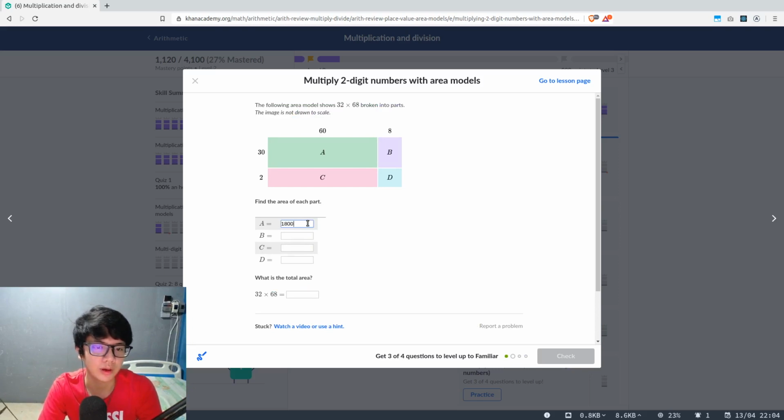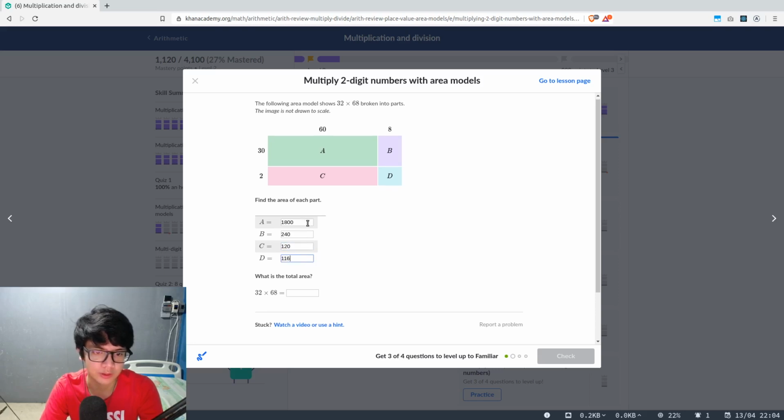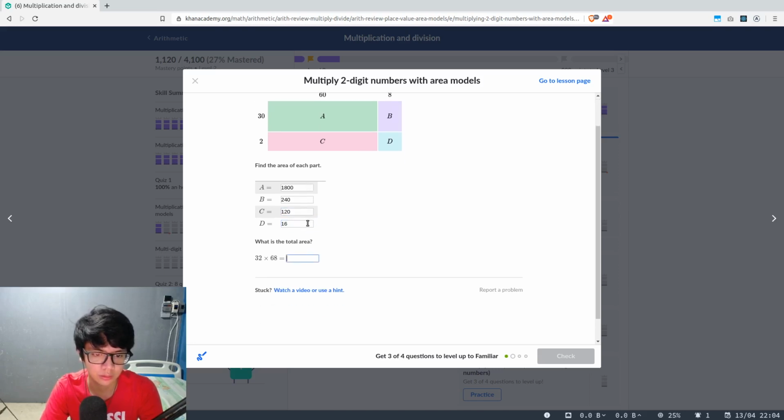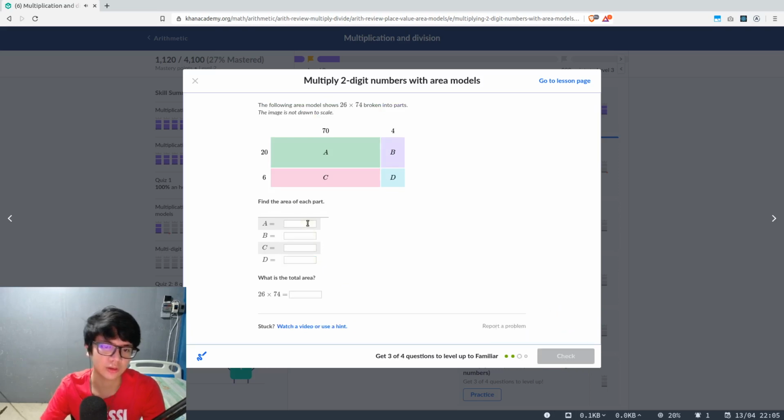It's gonna be 1,800 for A, and then for B we have 240. For C we have 120, and for D we have 16. So we have 18 plus 200, it's gonna be 2,000, plus 40, it's 240. Then plus 100, it's 114, and plus 20, it's 160. Plus 16 is gonna be 76. Oh yeah, that's good.